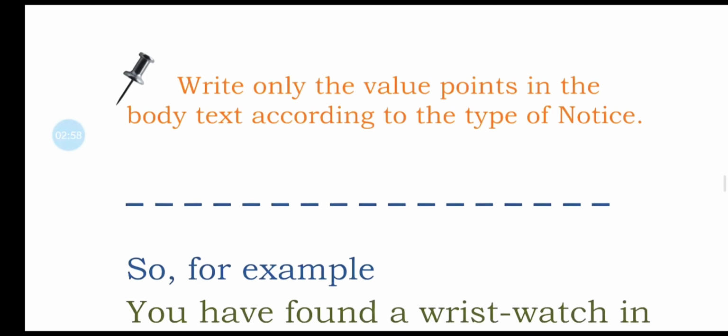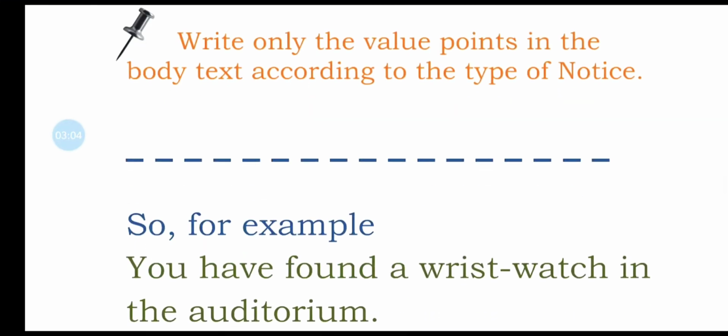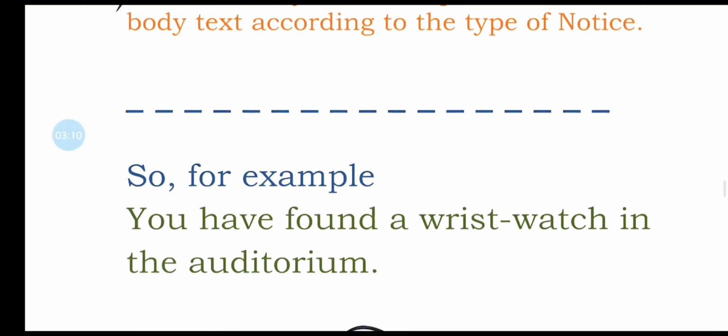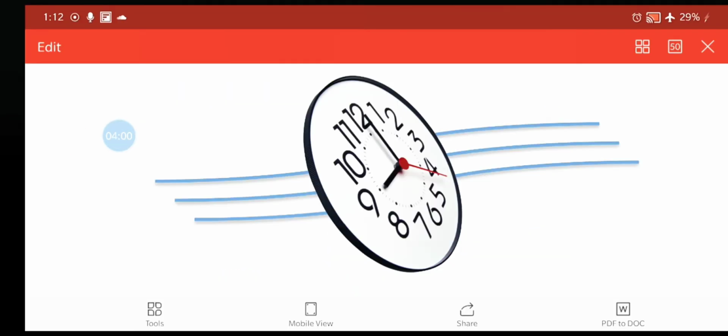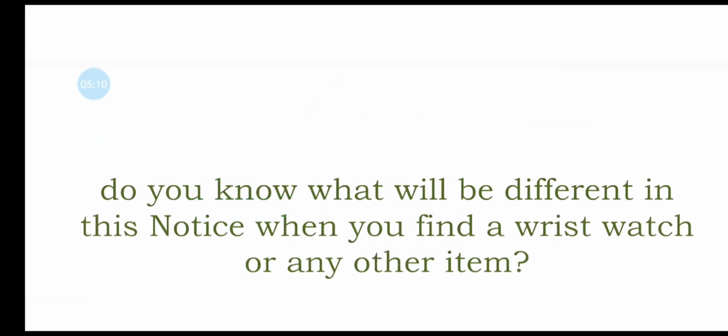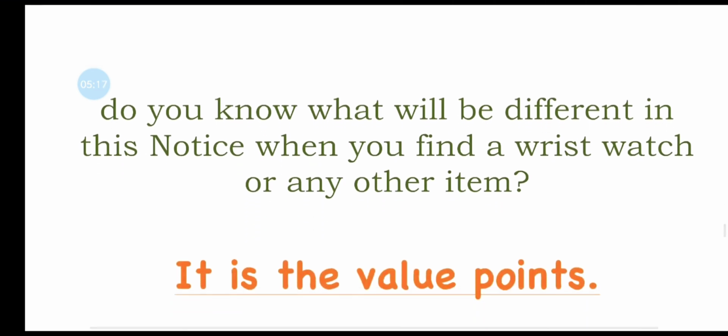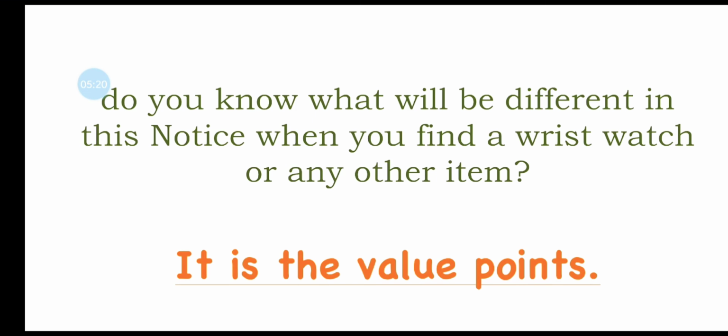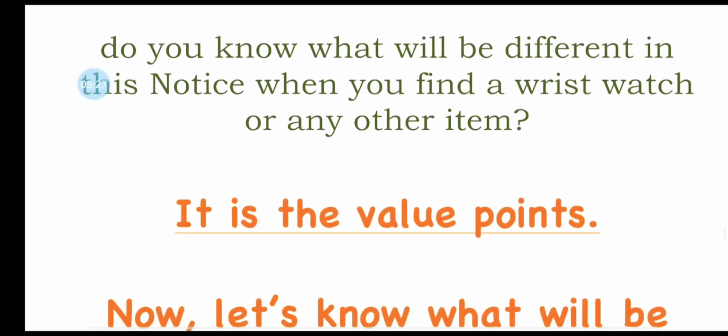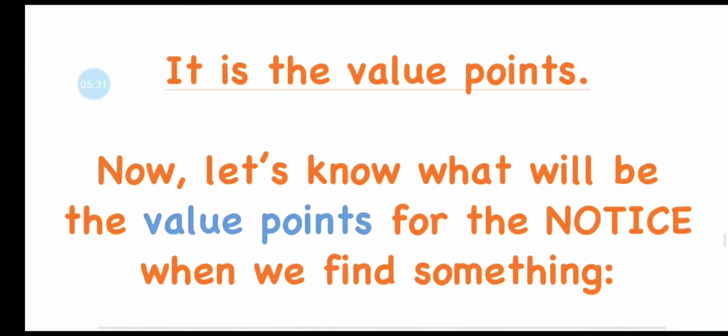So, what were the value points? For example, you have found a wristwatch in the auditorium. Last time we lost a wristwatch. This time we have found a wristwatch. Now, because everything is pretty much the same as we wrote in the lost notice, where we talked about losing a wristwatch, do you know what will be different in this notice when you find a wristwatch or any other item? It will be the value points. Do you remember? We included some value points when we wrote the notice about losing the wristwatch. Now let's know what will be the value points for the notice when we find something.